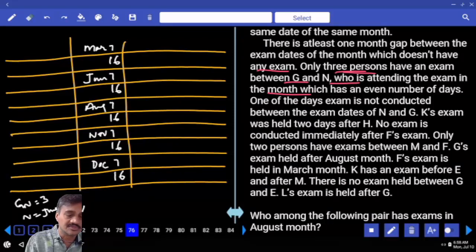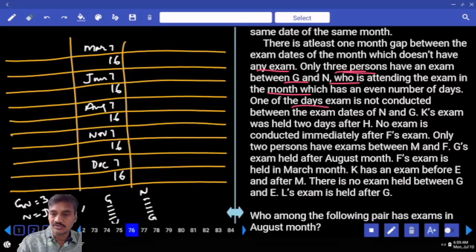4 dates in between. G and N, there must be exactly 4 dates. 1, 2, 3, 4. N must be here. Or vice versa, N is here. 1, 2, 3, 4. Must N and Z. And N must be where? And N must be in the month of June or November.